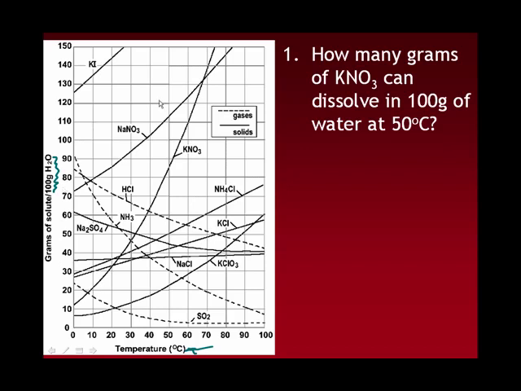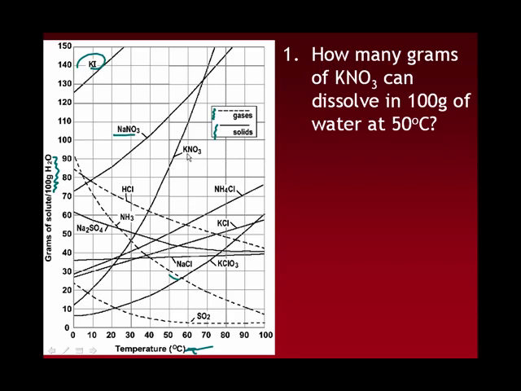And then I have all these different compounds here, like KI, NaNO3, things like that. And then it's telling you the solid line is for solids, and the dashed line represents gases. So you can see what I was saying on the last slide. As you increase the temperature, the solubility of these gases actually goes down. You can dissolve less. So if we read this side here, how many grams of KNO3 can dissolve in 100 grams of water at 50 degrees Celsius?